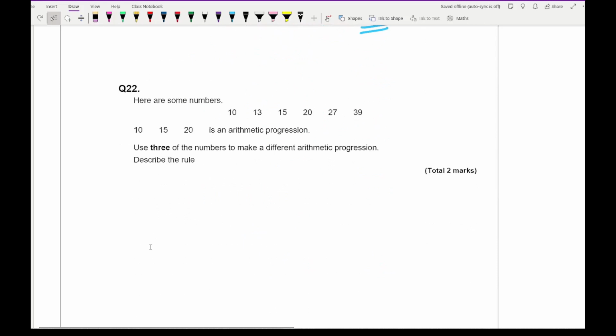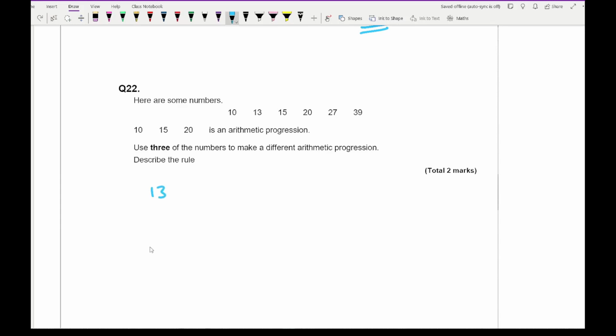Moving on to question 22, it says here are some numbers: 10, 13, 15, 20, 27, 39. 10, 15, 20 is an arithmetic progression. Use three of the numbers to make a different arithmetic progression. So what you're wanting is where the difference between the three numbers is the same. So looking at this, there's a couple of answers you could have.